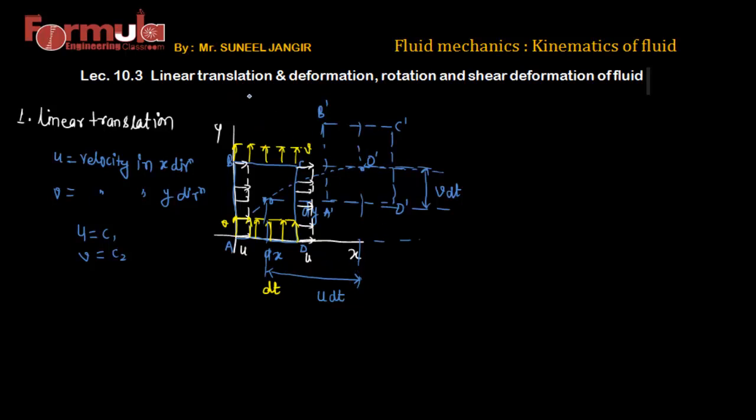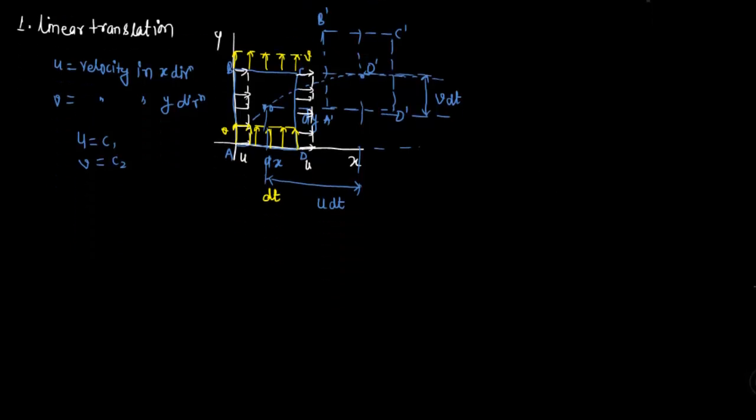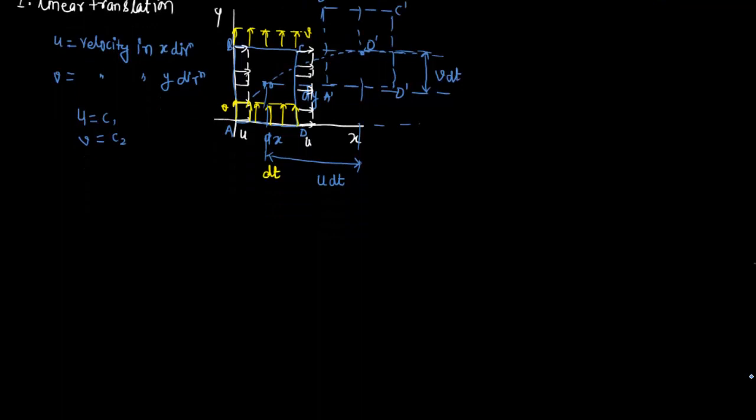Now the second part is linear deformation. Now we want to calculate the deformation, or you can say the dimensional deformation, of this fluid element during the flow, and we are saying this is linear deformation. Linear deformation means there is no change in shape, there is only change in dimensions. So, linear deformation. Okay, this is dimensional deformation.